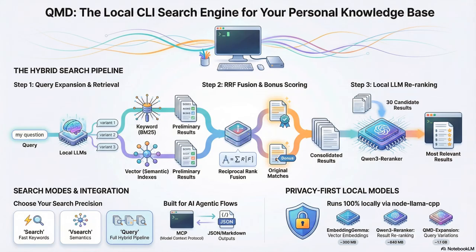So speaking of the practical side, say I'm sold on this. I want to install it. Is it complicated? If you have Bun installed, it's literally one line. Bun install -g github.tobyqmd. It even handles the model downloads for you the first time you run it.